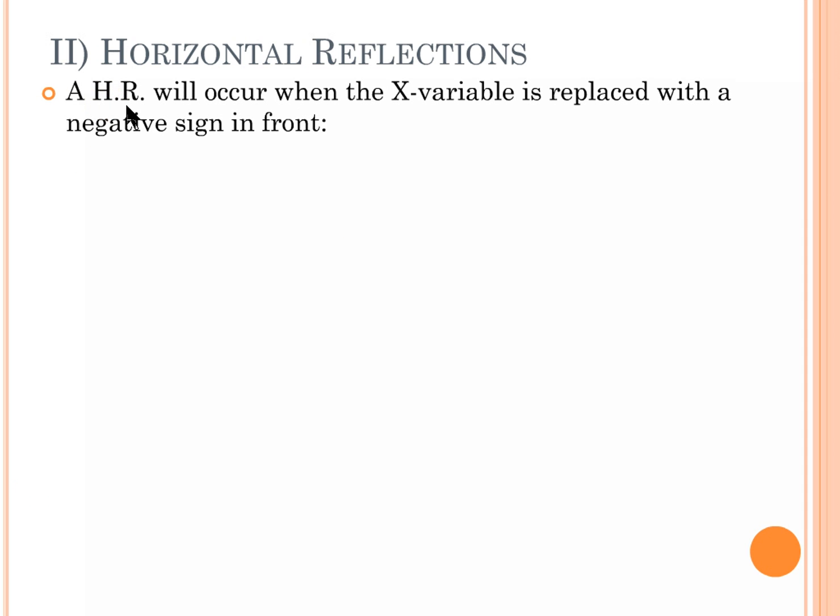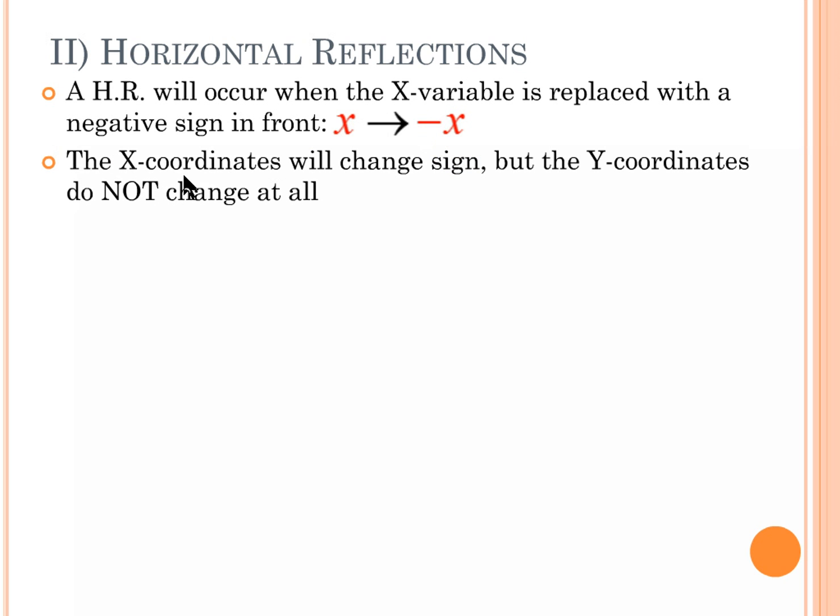I'll use the letters HR to represent horizontal reflections. A horizontal reflection will occur when the x variable is replaced with a negative sign in front. So here's my x variable. If my x variable is changing from x to negative x, for example, then that would represent a horizontal reflection. The x-coordinate will change sign, but the y-coordinate will not change at all.